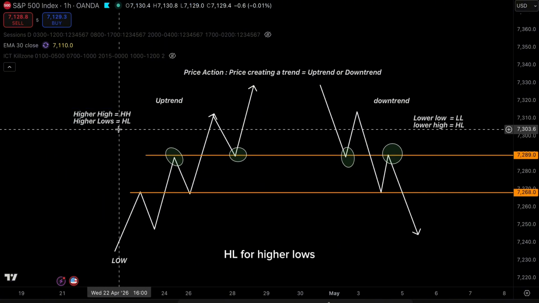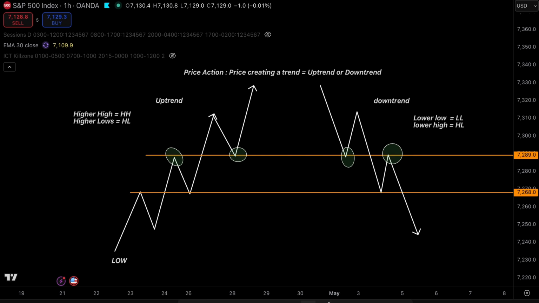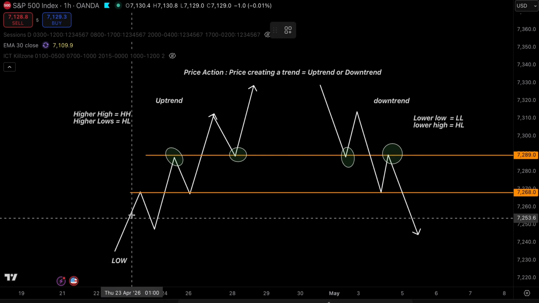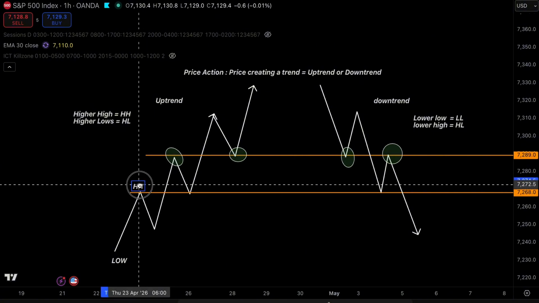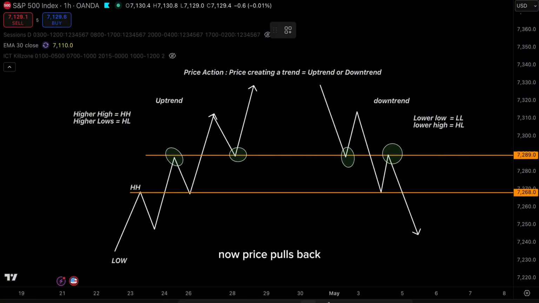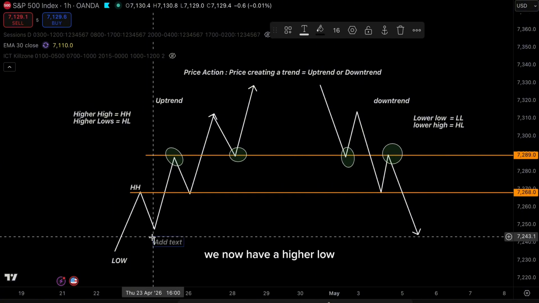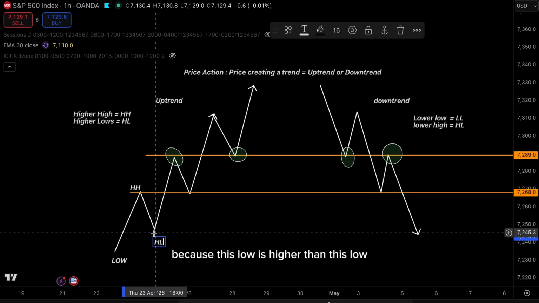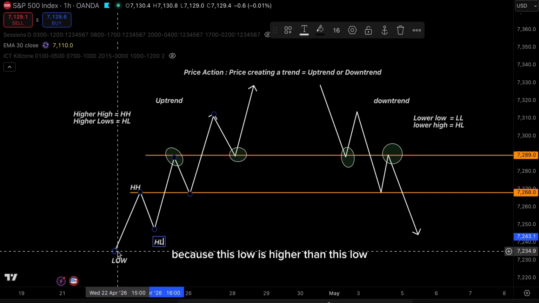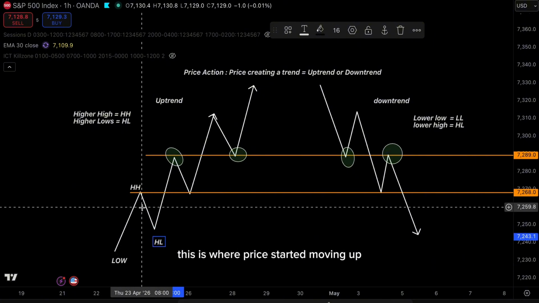HH for higher highs, HL for higher lows. Over here, we have the low. When it comes up, we create a higher high. Now price pulls back, comes in, pulls back. We now have a higher low because this low is higher than this low. And this is where price started moving up.